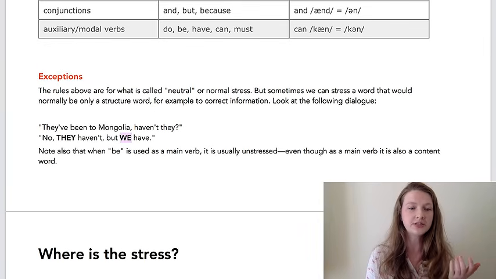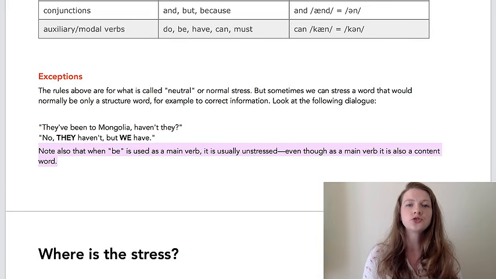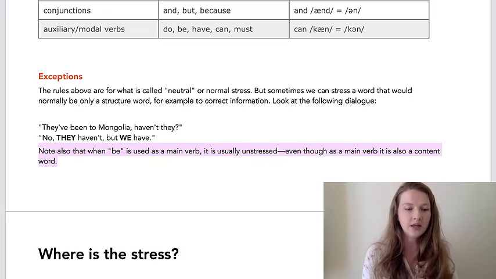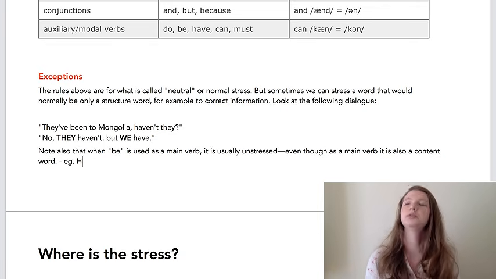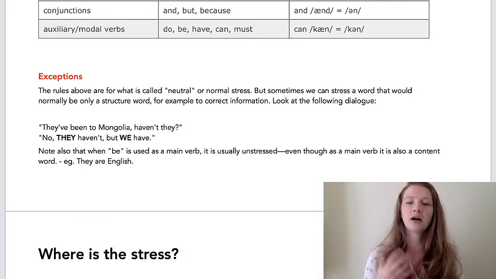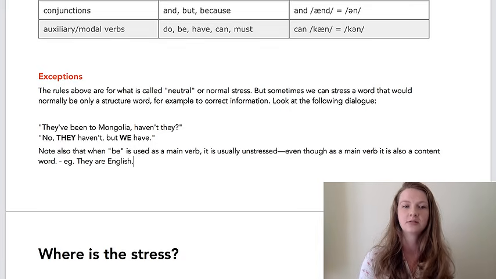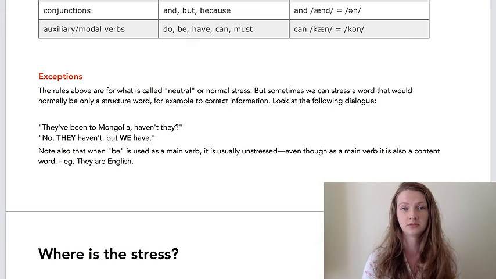Also, one really important thing is that the verb to be, it is usually unstressed, even though it's used as a main verb in a sentence. For example, if I say, let me think of a sentence. They are English. Okay. So in the strong form, it would be they are English. But we don't say they are. I say they are. They are English. It's reduced to a schwa.